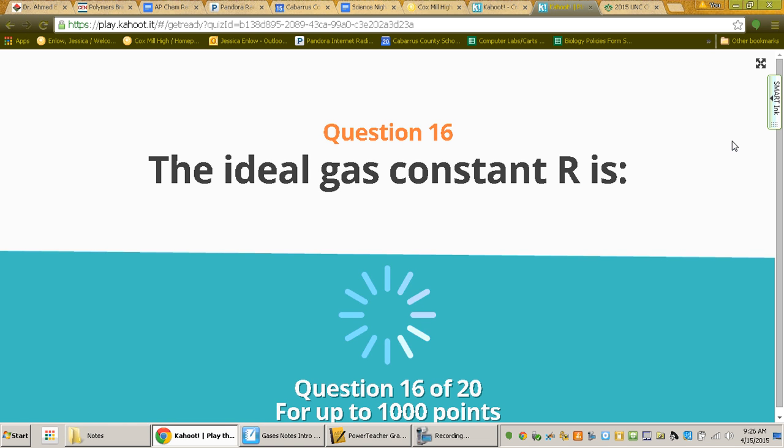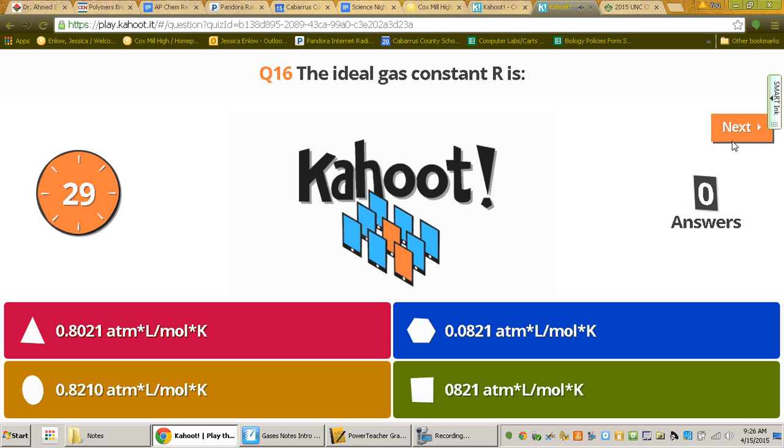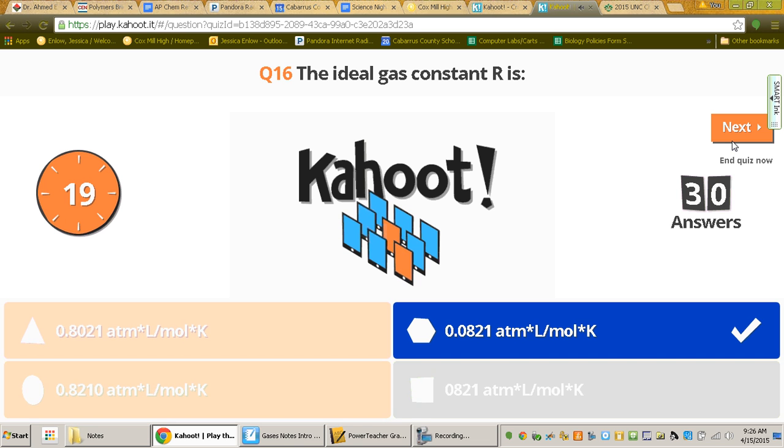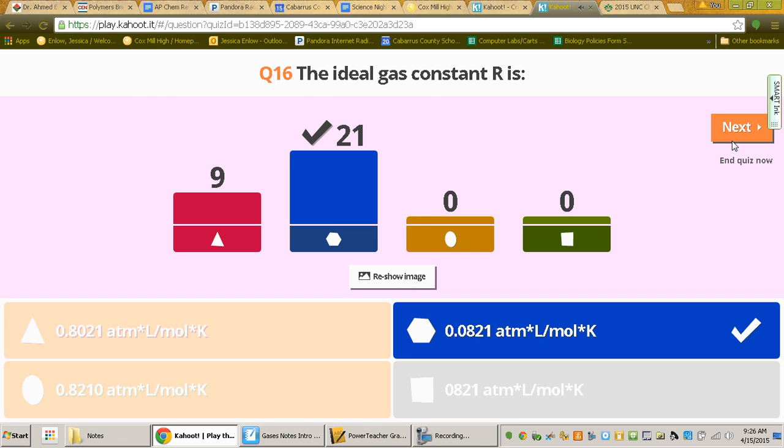The ideal gas law constant R is... Oh, great. Look closely. You just gotta look at the decimal. Look at the decimal. I'm not going over that one. Look at the decimal.